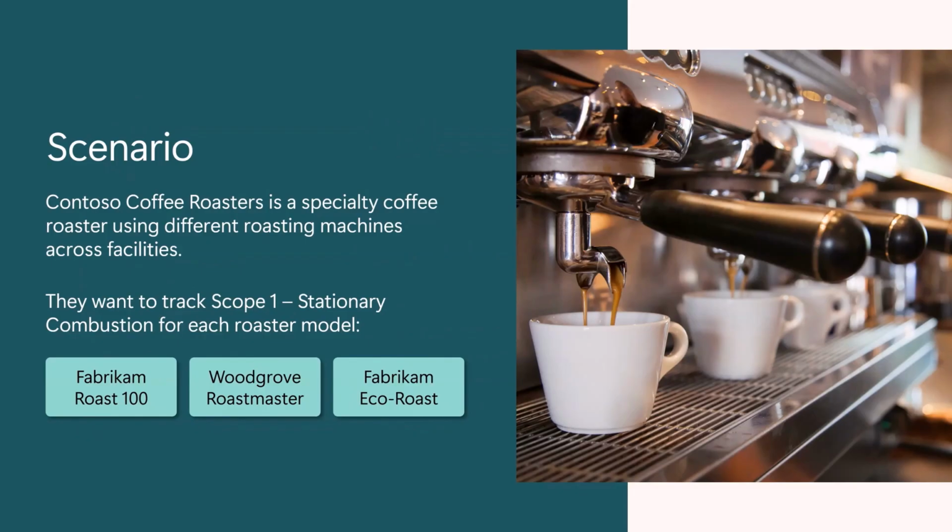Let's consider a scenario with Contoso Coffee roasters, a specialty coffee roaster using different roasting machines across facilities. They want to track Scope 1 stationary combustion for each roaster model. By implementing custom factor mappings, Contoso can accurately track and report emissions for each machine, allowing them to identify high-emission models and take corrective actions. This scenario illustrates the practical application of custom factor mappings and how they can be used to enhance sustainability reporting.